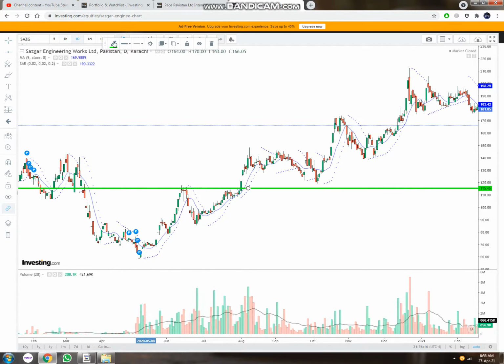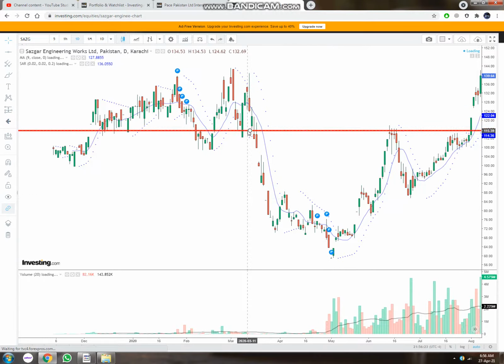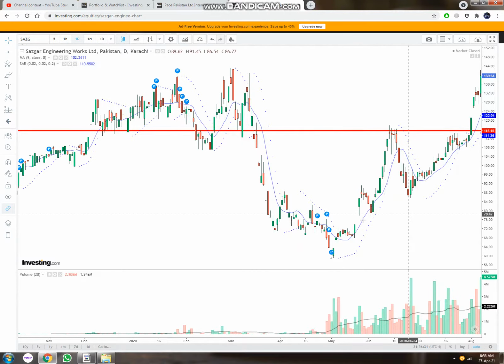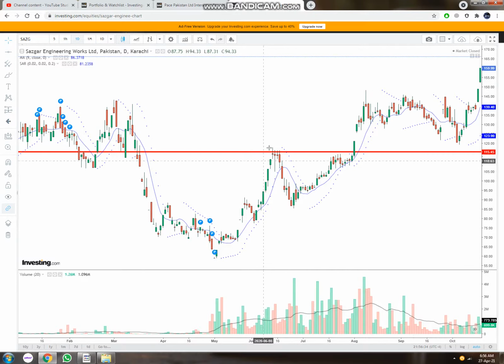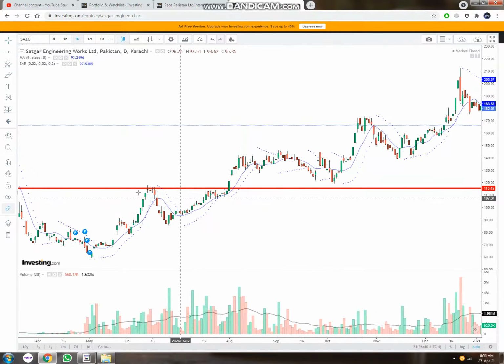Now you can see at this level in the history, this was the support level. This is also a support level, but this is a false breakout, and this is the real support level. And as it broke this trend line, now at this point it becomes a resistance level. So you should exit at this point. I'm just explaining this to you guys so that you can learn how these entry and exit points work.